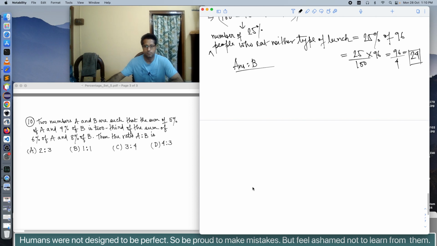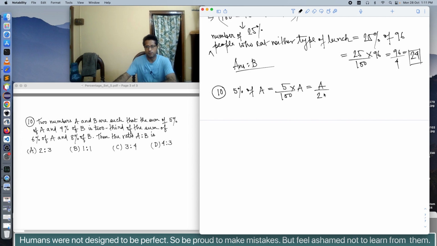Let's do problem number 10. Two numbers A and B are such that the sum of 5% of A and 4% of B is 2/3 of the sum of 6% of A and 8% of B. Then the ratio A is to B is, okay, let's do it step by step. 5% of A is equal to 5 by 100 multiplied by A, which is equal to A by 20. Okay.